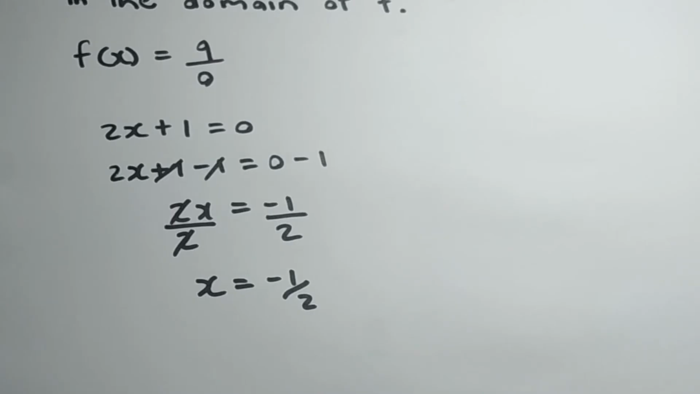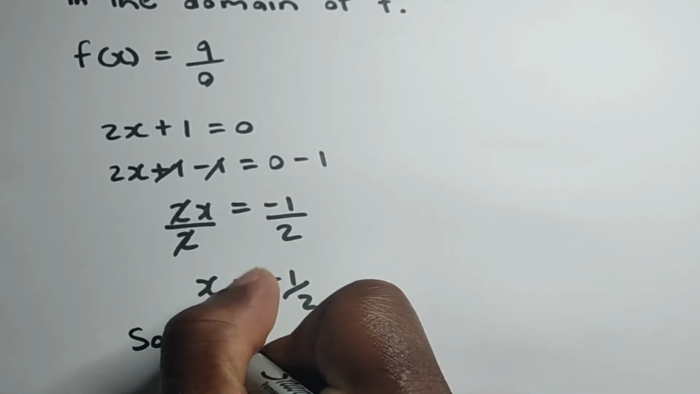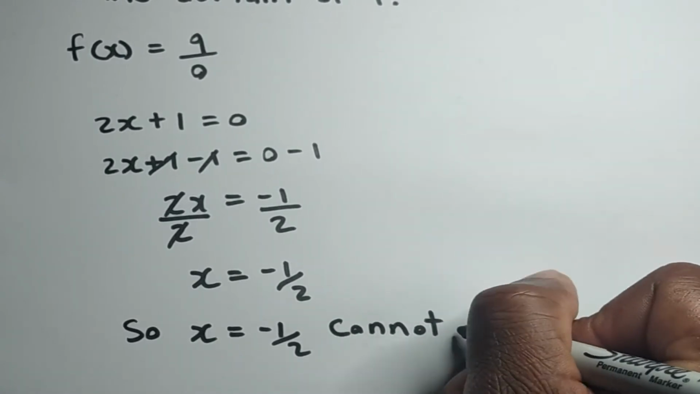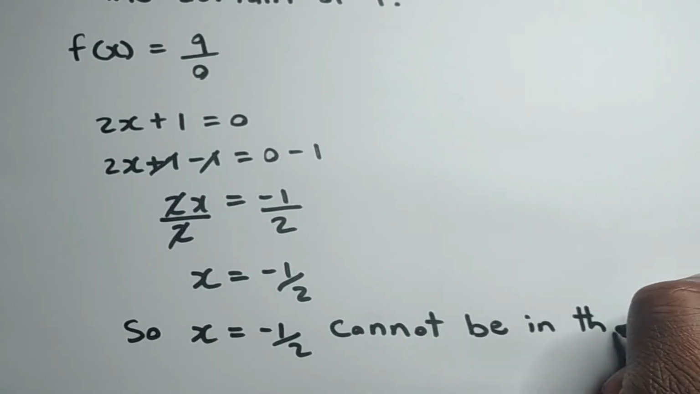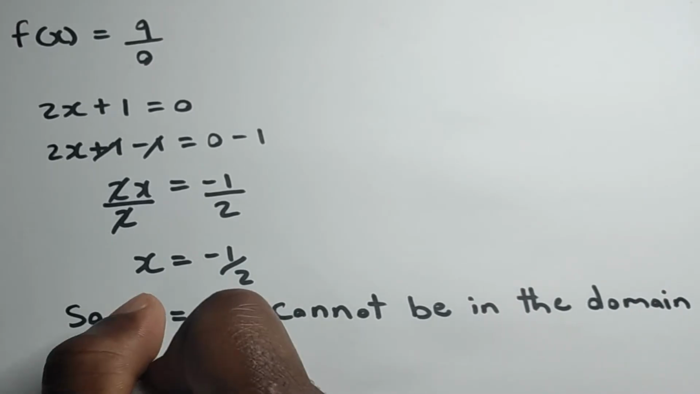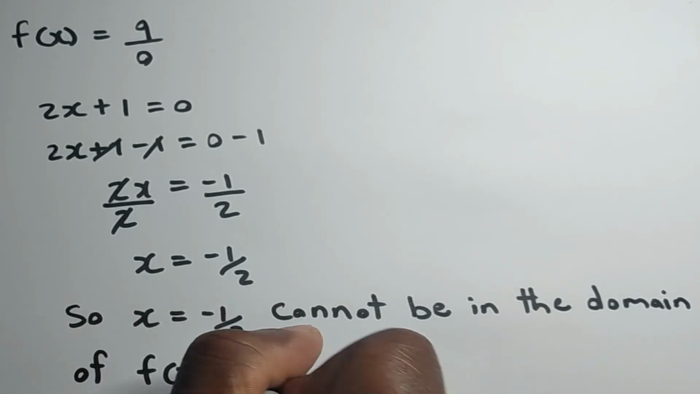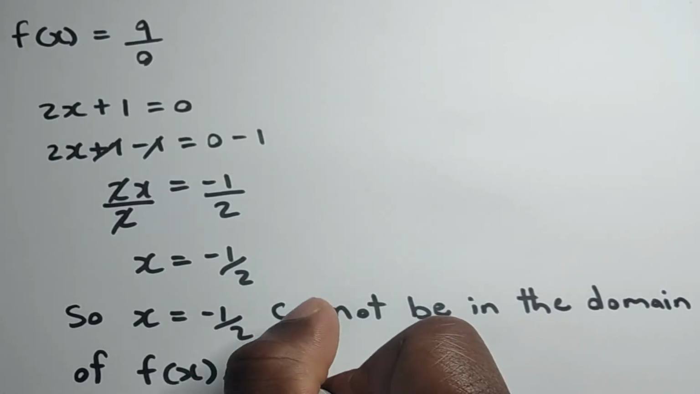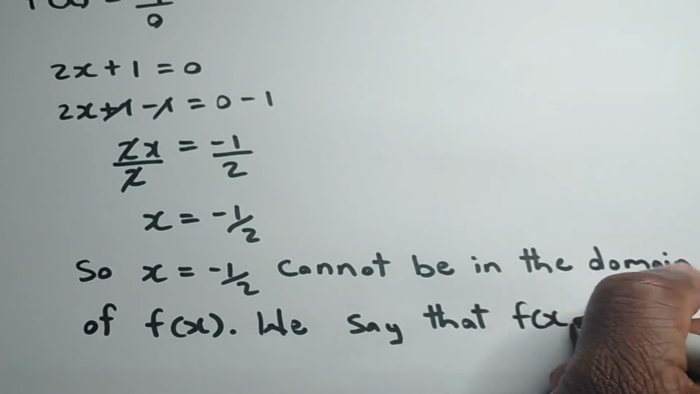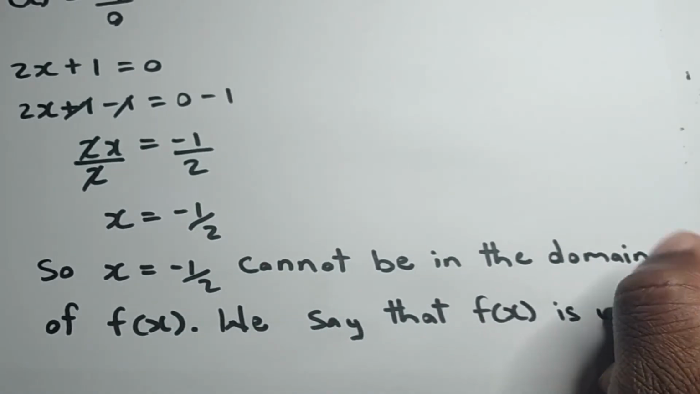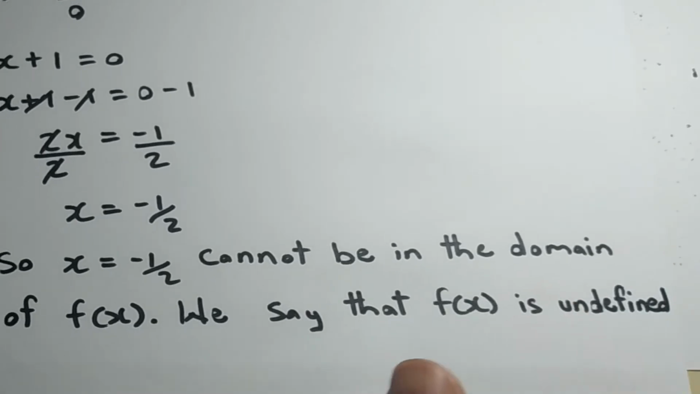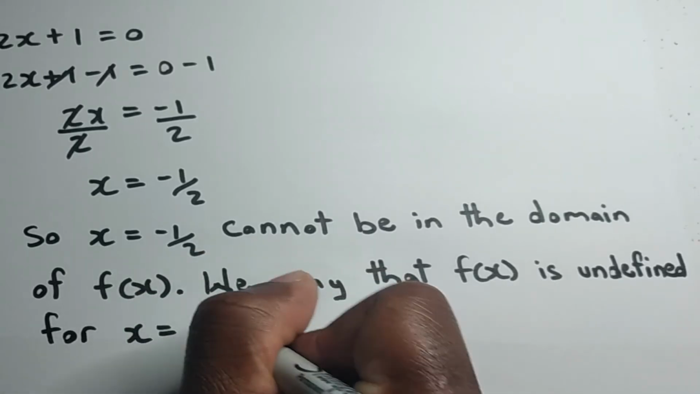And we can write a statement about that. So we can say, x is equal to negative 1 over 2 cannot be in the domain of f of x, because if that happens, we say that f of x is undefined for x equal to negative 1 over 2.